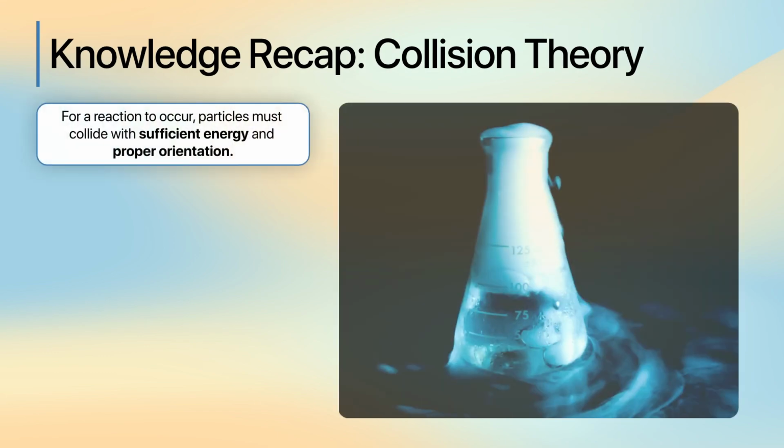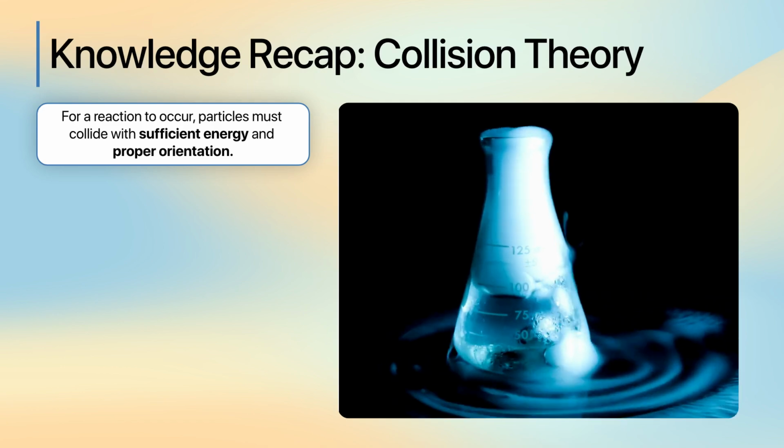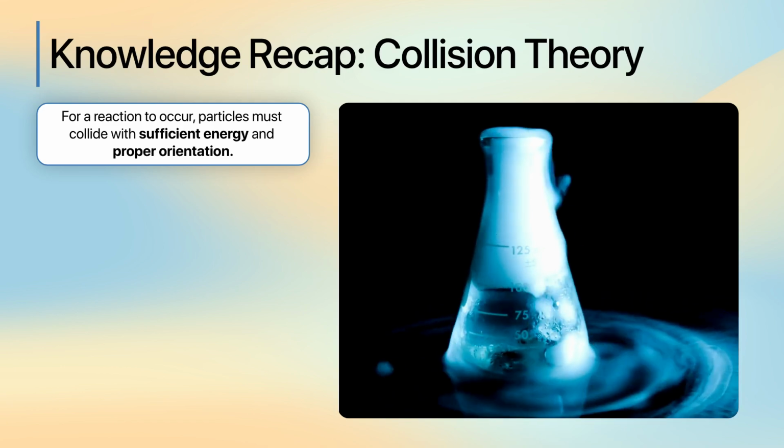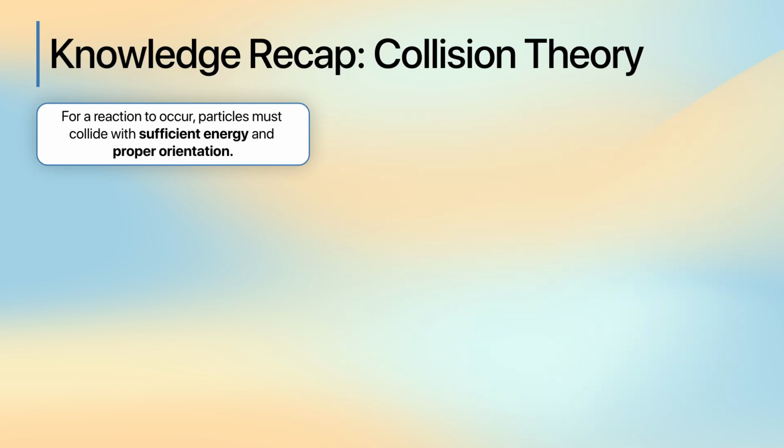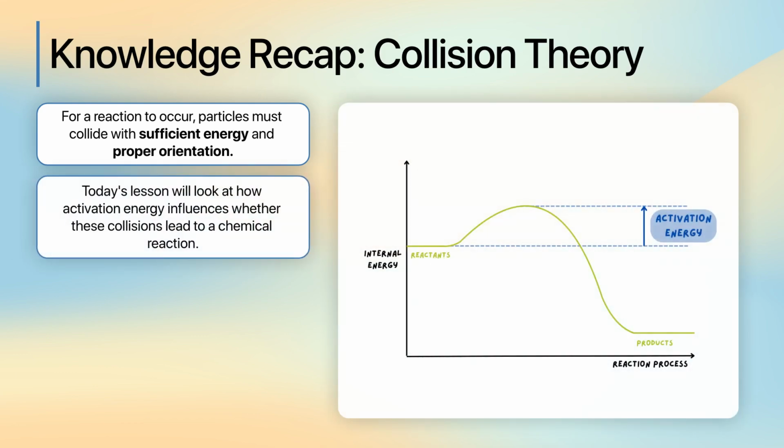So far, we briefly looked at collision theory in the last unit. You have learned that for a reaction to occur, particles must collide with sufficient energy and proper orientation. Building on this foundation, today's lesson will help us understand how activation energy influences whether these collisions lead to a chemical reaction. This concept is crucial as it advances our understanding of how and why certain reactions happen, ultimately allowing us to predict and control chemical processes more effectively.